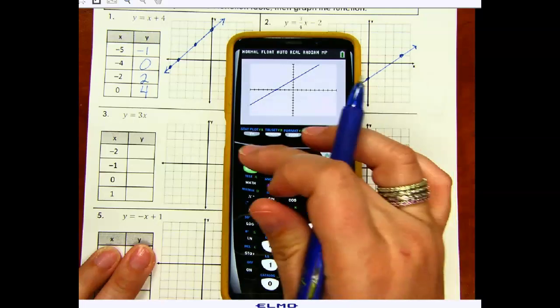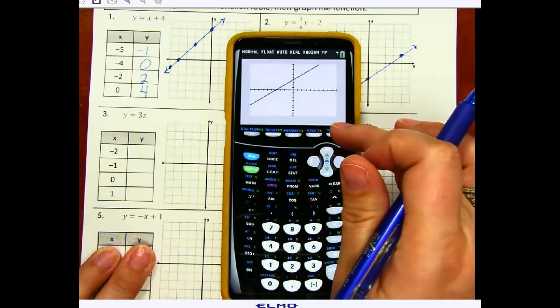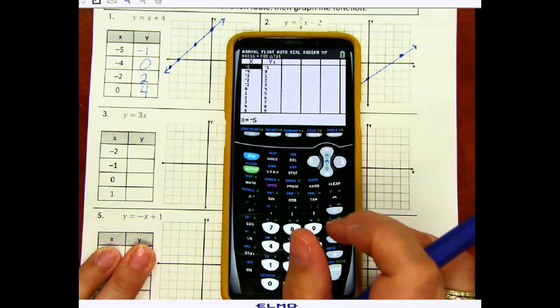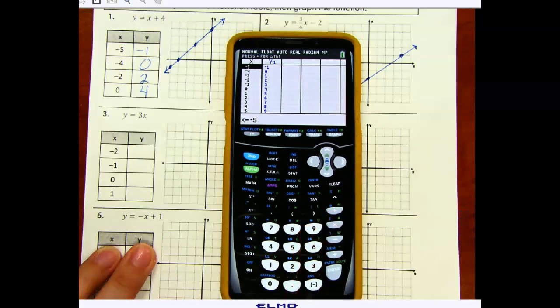Well, maybe not the best part, but the second best part. If you push second graph, it's going to give you the table. So you don't even have to do all that substitution. So you can see -5 equals -1. -4 is going to equal 0. -2 is going to equal 2. 0 is going to equal 4. So they're all there. And so all you have to do is type it into the calculator correctly.